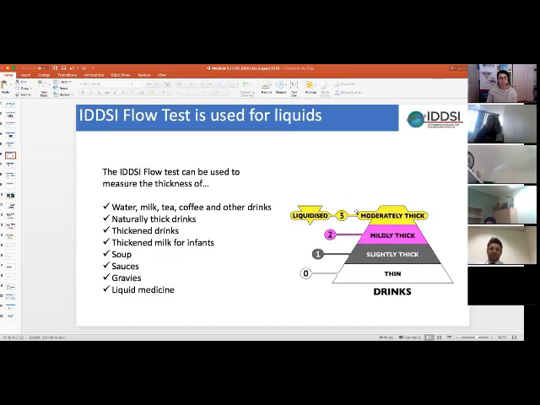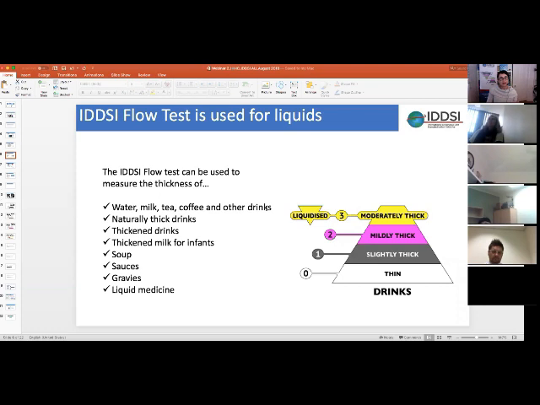So we're particularly looking in this webinar at the types of liquids that you might put through the flow test, so through the syringe. So they are level 0, thin, slightly thick, mildly thick, moderately thick and liquidized. And just a reminder that liquidized and moderately thick sit together because they share the same flow properties. It doesn't mean that if someone is prescribed a moderately thick that they are automatically prescribed liquidized food, just that they share the same properties there.